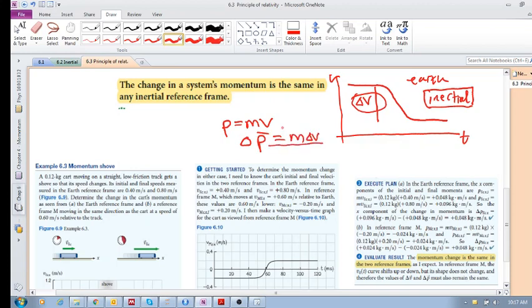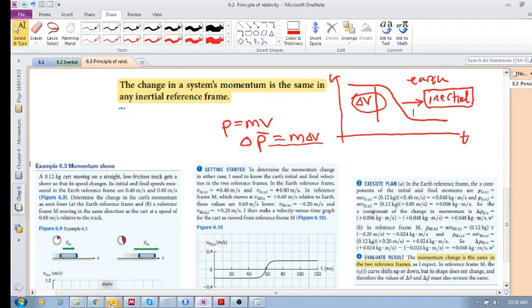Okay? So the takeaway message here, and we're going to do a nice example, is that because in any inertial reference frame the delta V is the same, this tells us that whatever the delta P, the change in momentum, was in the Earth reference frame, that delta P will be the same in any inertial reference frame. What is an inertial reference frame? It's a reference frame that is moving at a constant velocity relative to Earth.